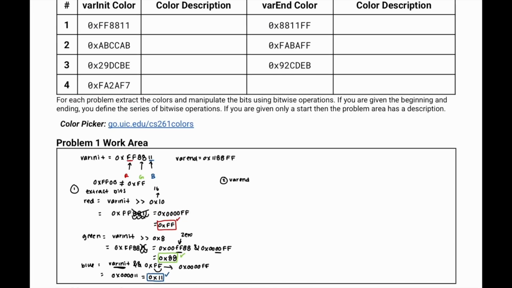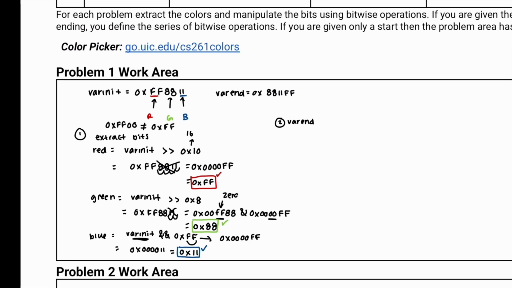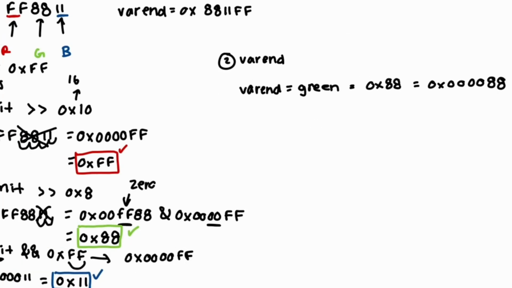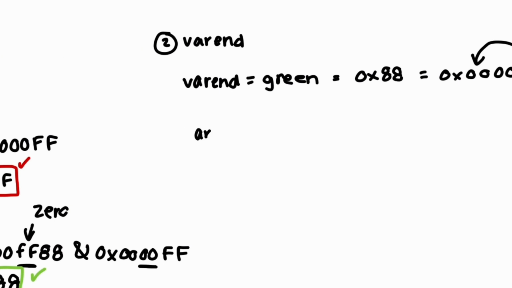Oops, I miswrote var end. So we know that we have var end as 0x88. We know that our green is 88. So why don't we just start by setting var end to green. We kind of need this 88 in this spot over here. And then we're going to have to do some shifting to get our 11 and then our FF in the right spots over here. So let's take var end.